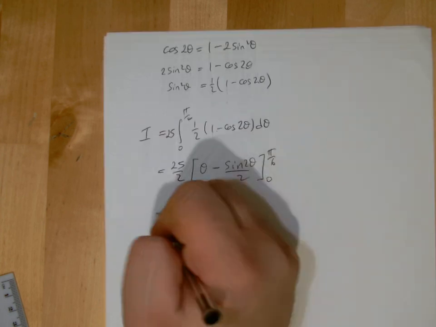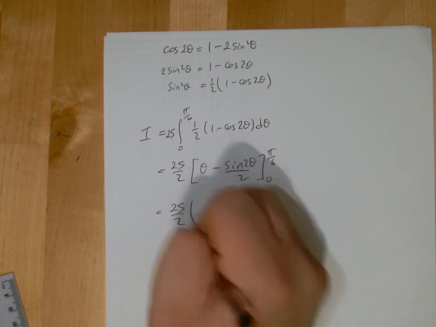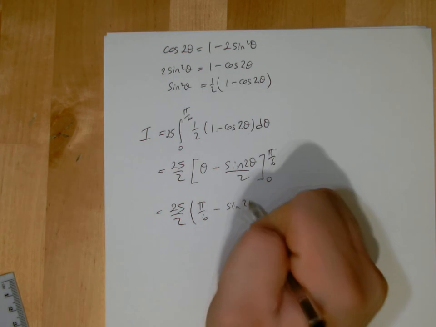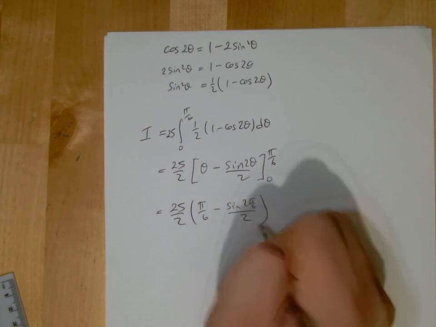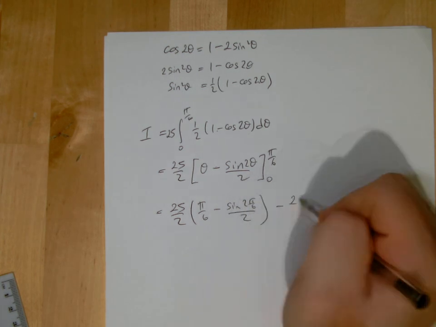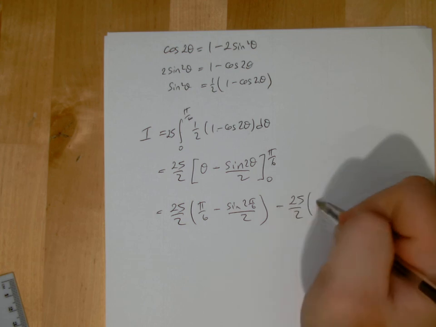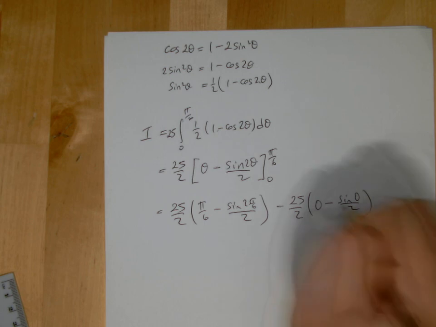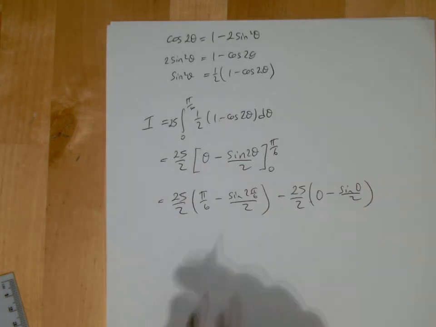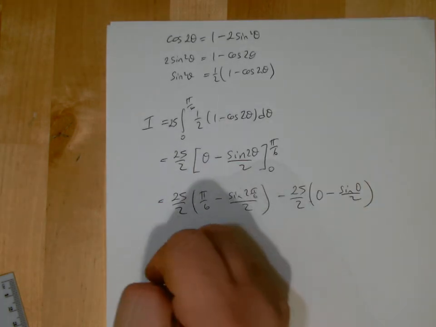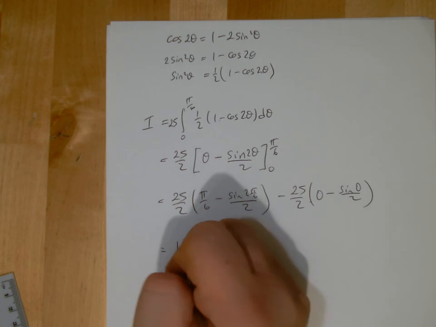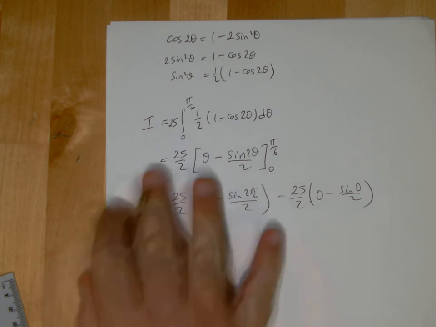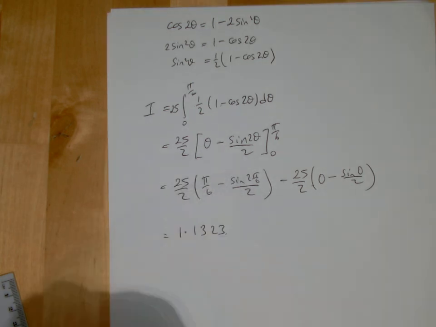So we're going to put in 25 over 2. The upper limit is pi by 6, take away sine 2 pi by 6 over 2. Take away then the lower limit, 25 over 2, well, it's going to be 0, take away sine of 0 over 2. So that's all going to vanish. And if you do that on your calculator, we did this before, it should come out to be 1.1323, hopefully. If you type that in there, and we're done.